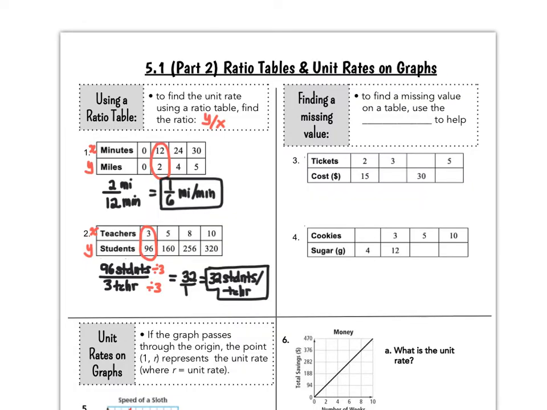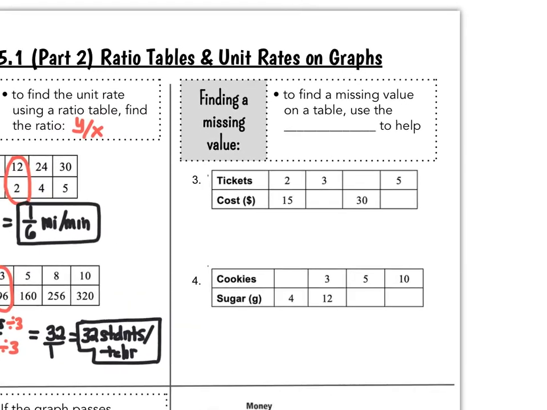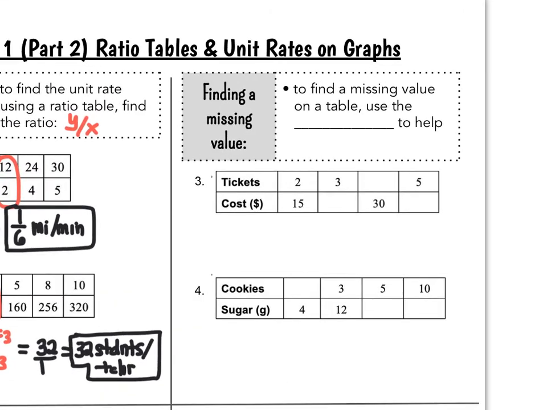Okay, so now what we're going to do is look at the upper right box here. And now, again, we have ratio tables, but we have some missing values. So I'm going to show you how you're going to find those missing values. Looking at the top, it says finding a missing value. And it says to find a missing value on a table, use the unit rate to help. So make sure you write the words unit rate. Okay, so we're going to do that to help us find the missing values here.